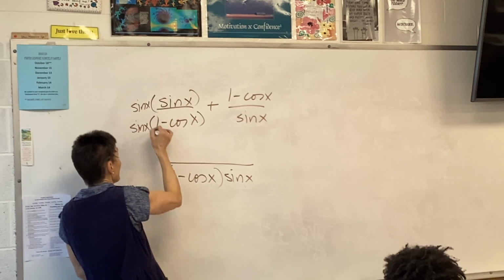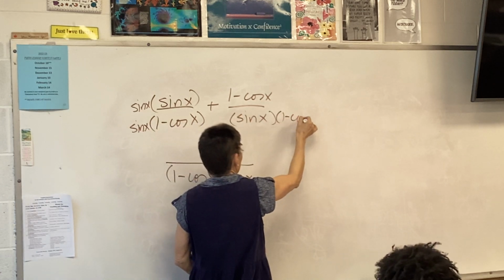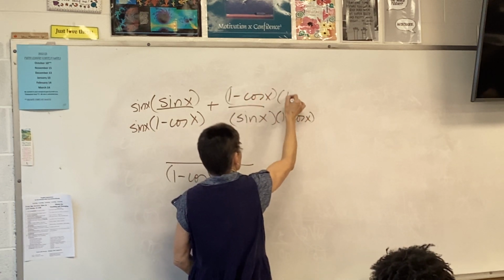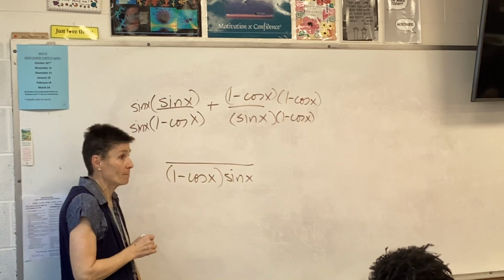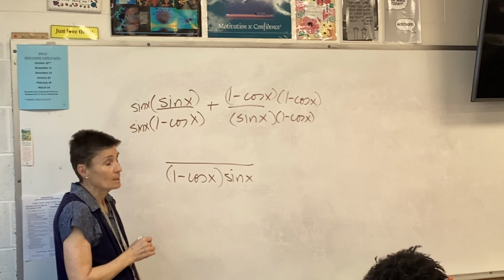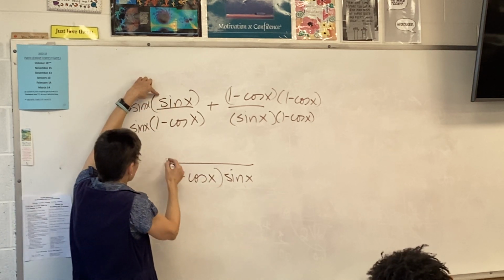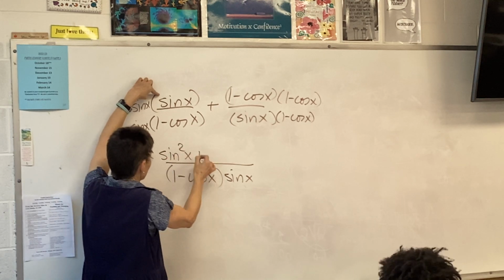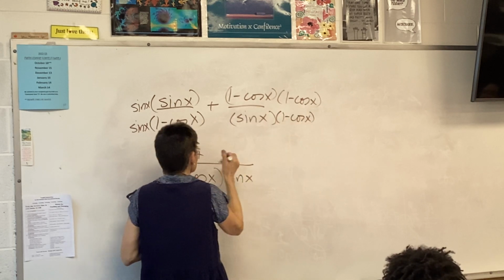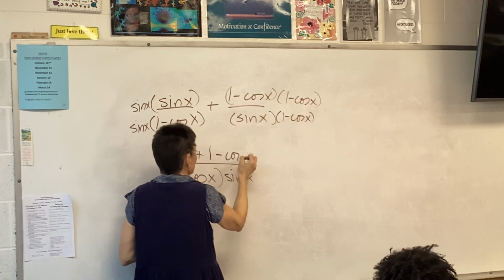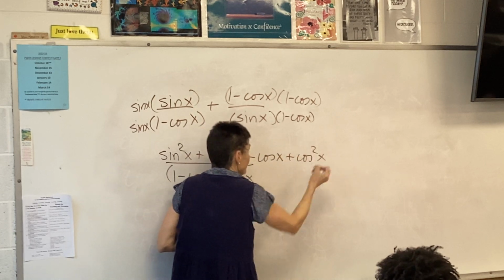So this one needs a sine. To have the common denominator, I need to give it a sine. This one, I need to give a 1 minus cosine. Now, both fractions have the same denominator, that's the point. So they can be combined into one fraction. Sine squared plus, okay, what will I do here? FOIL. So 1 minus cosine plus cosine squared.